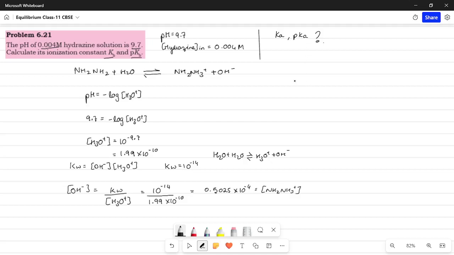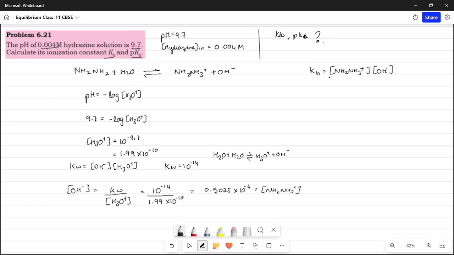Okay, now the next thing we are going to do is try to calculate the value of Ka. Oh, I'm sorry, this is Kb. I've been recording videos related to Ka this evening, so I just wrote Ka. I'm sorry, it's Kb. So Kb will be equal to the concentration of NH2NH3 plus into the concentration of OH minus, whole divided by the concentration of NH2NH2.